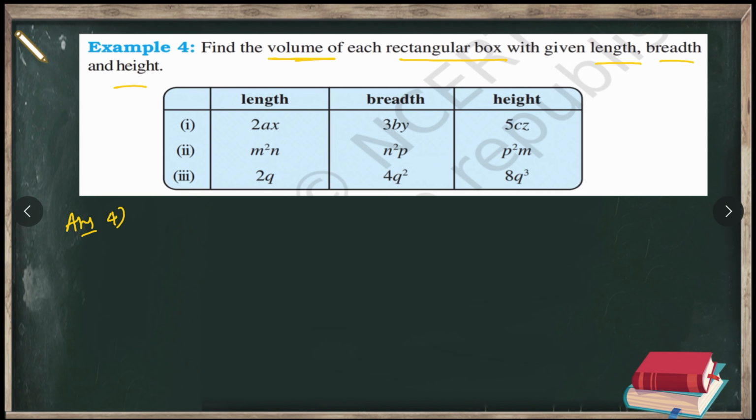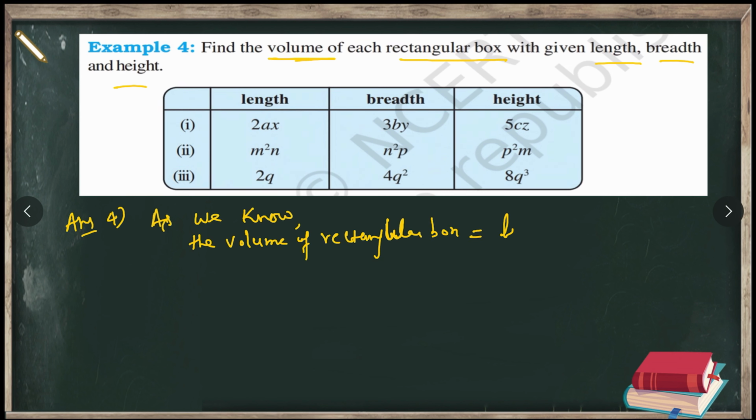Answer of example number 4. First we'll write, as we know, the volume of a rectangular box will be given as length into breadth into height. Okay, so let's start with the first one.